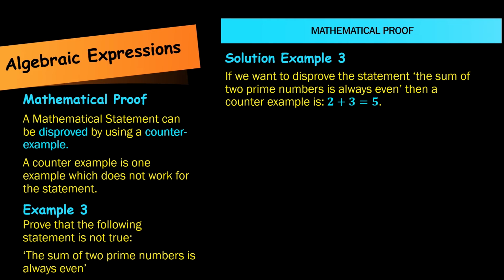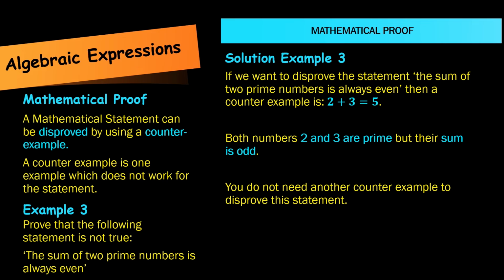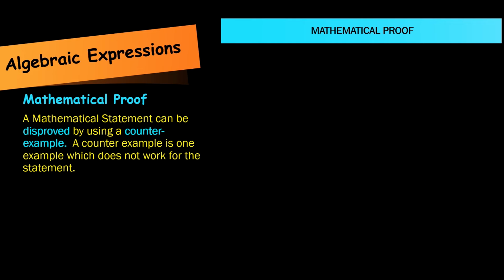Let's take the case of two prime numbers, 2 and 3. Clearly 2 plus 3 equals 5. Both numbers 2 and 3 are prime. However, their sum is odd. We do not need another counterexample to disprove this statement. Let's take a look at another example.